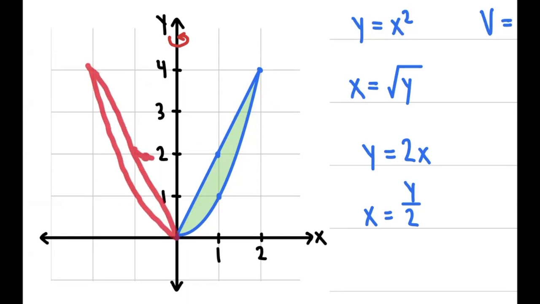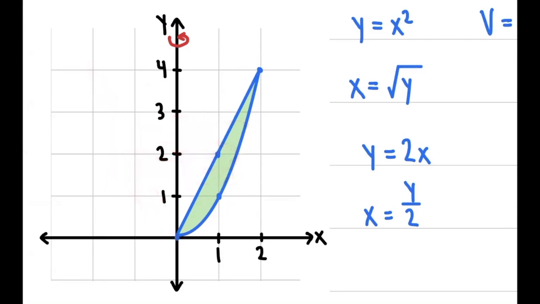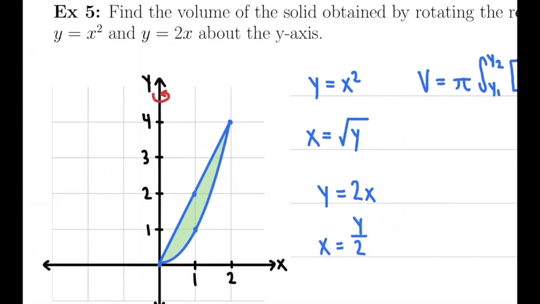So here, this is the washer we have. You see how the inner radius is the y-axis to 2x, and the outer radius is the y-axis to x squared. Yeah. So why specifically 2? That's what the problem said. Oh, you were just asking why we're doing 2. Yeah, that's literally what they gave us in the problem.